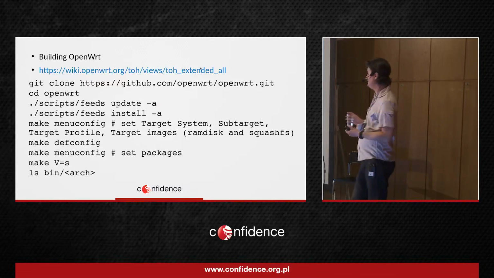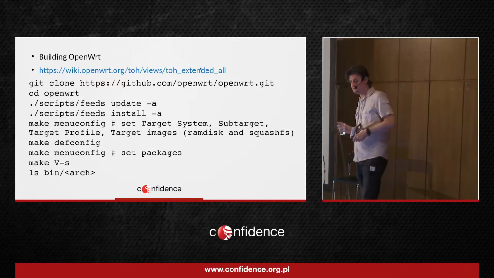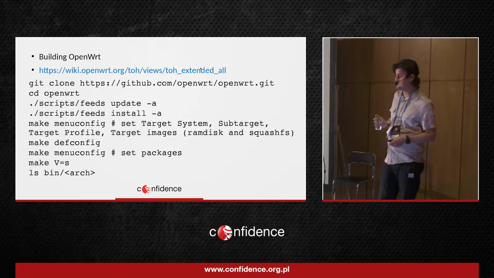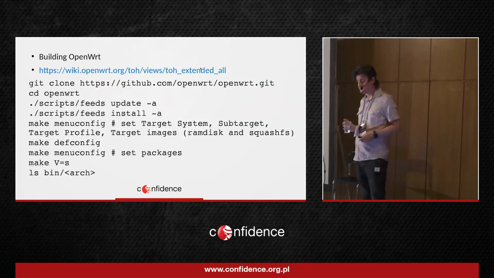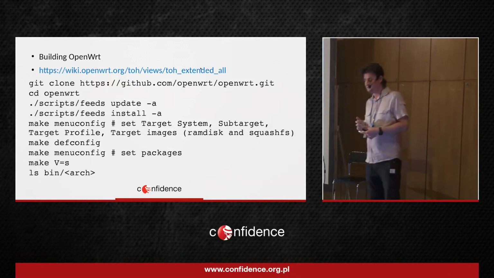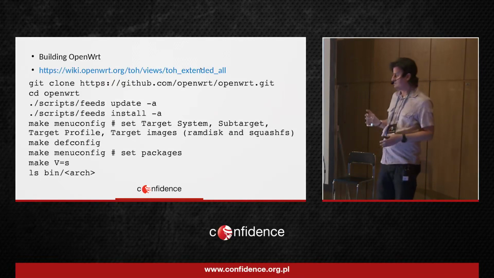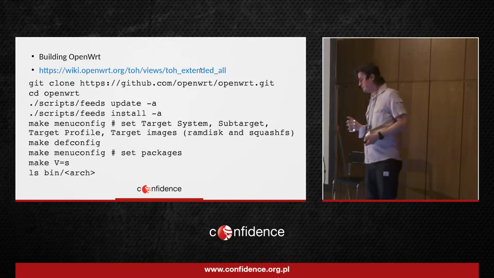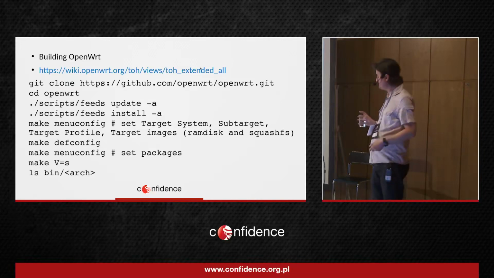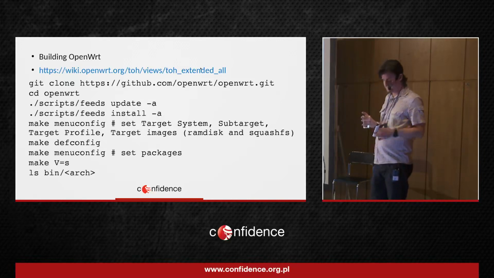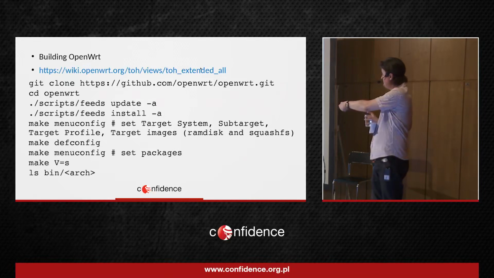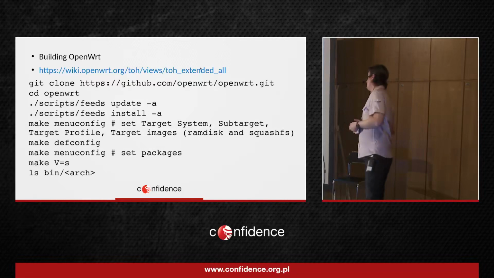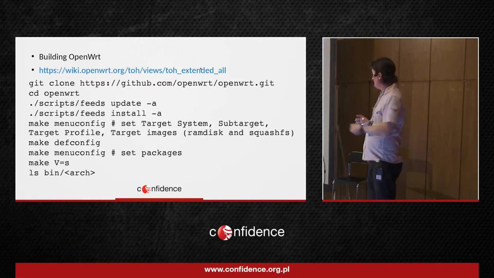Feeds are external packages, because OpenWrt is like a plain system with the Linux kernel, BusyBox, and some standard commands and programs. If you need anything else like a web server, telnet daemon, or web interface, all of this can be found in feeds. So these are the commands: update the list of feeds and install them so they will be available in the build.